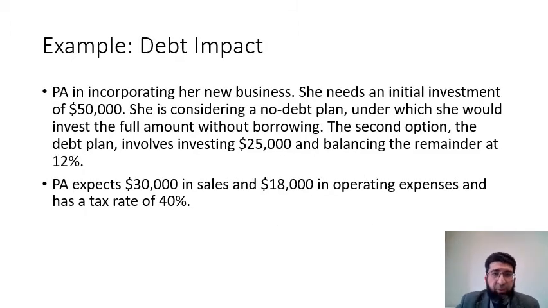First, we begin with an example of assessing debt impact. Now, P is incorporating her new business. She needs an initial investment of $50,000. She's considering a no debt plan under which she would invest the full amount without borrowing. The second option, the debt plan, involves investing $25,000 and balancing the remainder at 12%. So this is the interest rate that she is going to pay. Now, we expect $30,000 in sales and $18,000 operating expenses and a tax rate of 40%. We want to assess which plan is better and what is the impact.